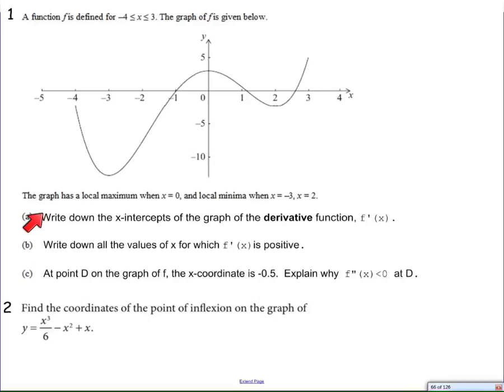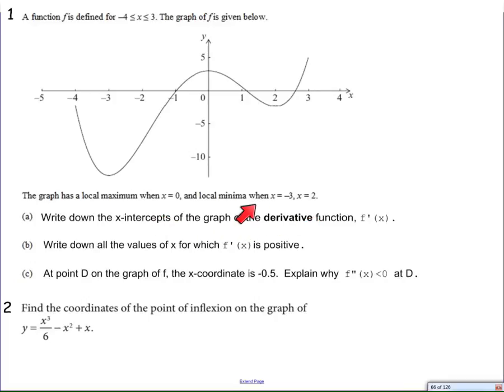need to. But the first case, we're given a function, f of x, and the information tells us that we have stationary points when x is -3, when x is 2, and when x is 0. And what they ask us to do is write down the x-intercepts of the graph of the derivative.